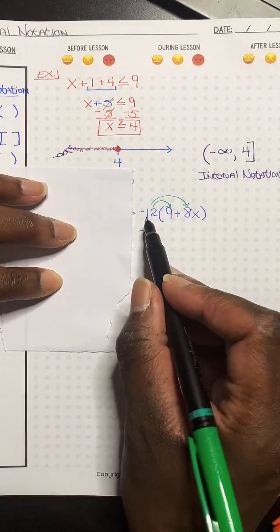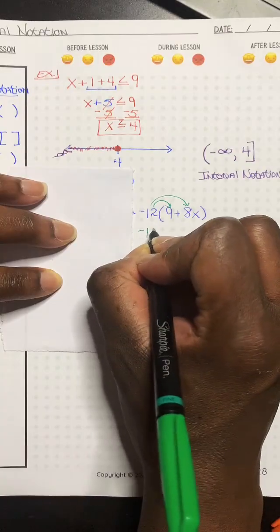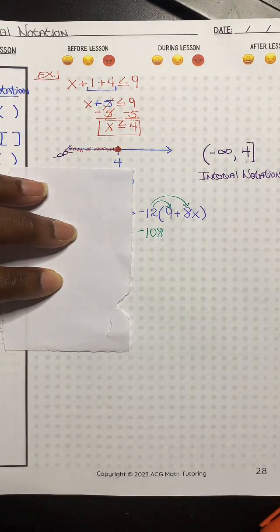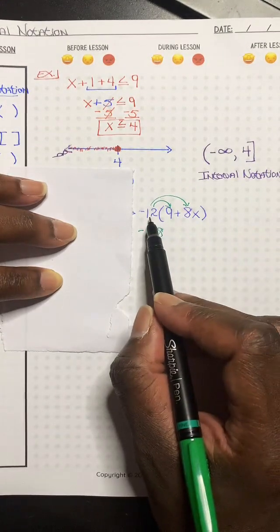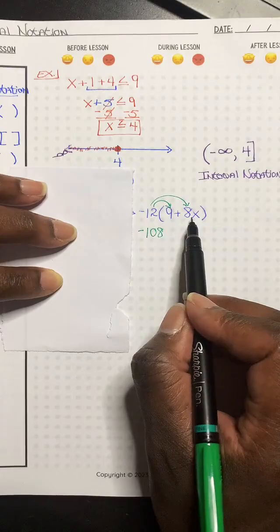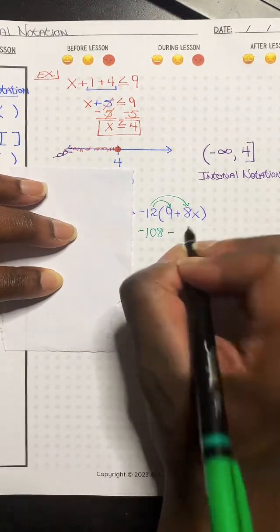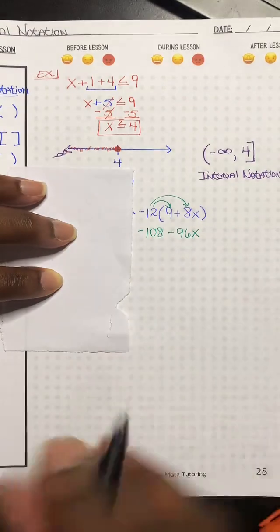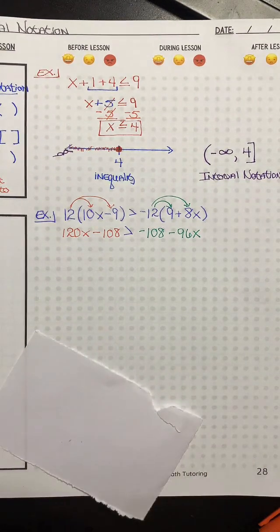So again, this time we have a negative 12 times 9. This gives me a negative 108. Thank you, whoever said that. I think it was Shay. Yeah, thank you, Shay. All right. Then we have a negative 12 times 8 this time. So it will be a negative 96x. All right. So now that we did that, we can take this away a bit.